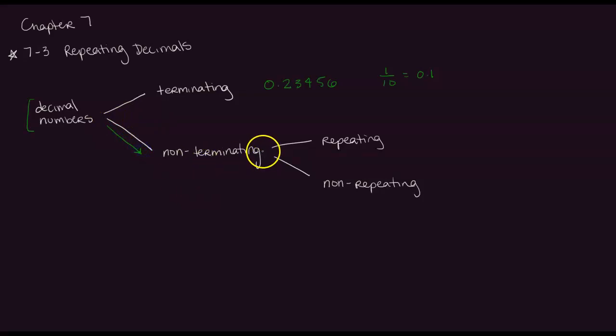A non-terminating decimal can either have a pattern or not have a pattern. For example, I can think of a number like 0.3 repeating, where the 3 continues, it never stops. And maybe you remember there's another way to write that using the bar over the 3. But then there's also non-repeating decimals. These are decimals that continue, but they have no pattern. And I can try and make something up here. And it just never ends.